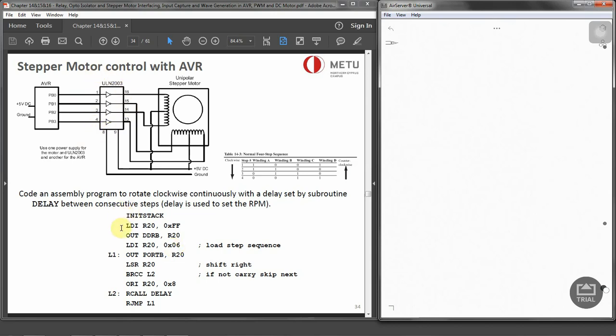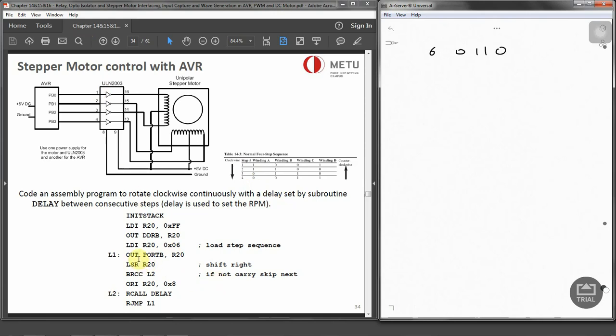The sequence of code is given over here to show how it's going to rotate, and let's debug that code and analyze it. We start with stack initialization. Then port B is going to be an output port, and it loads step sequence 6. So step sequence 6 is actually step 3. Now step sequence 6 is loaded, which is 0, 1, 1, 0, and then it sends to the out port B. So we make the first step, then it performs logical shift right.